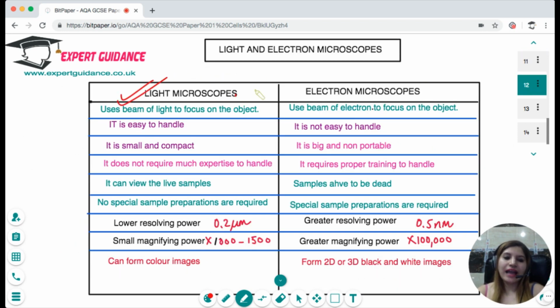Now there are two types of microscope. First, we had the light microscopes. These are the microscopes which you see in your school laboratory. They are easy to handle, small and compact, do not require much expertise to handle, and they just have either a mirror at the bottom or a bulb, as it uses a beam of light to focus on the object. Whereas the electron microscope is not easy to handle, it is big and non-portable, requires proper training, and it uses a beam of electrons to focus on the object.